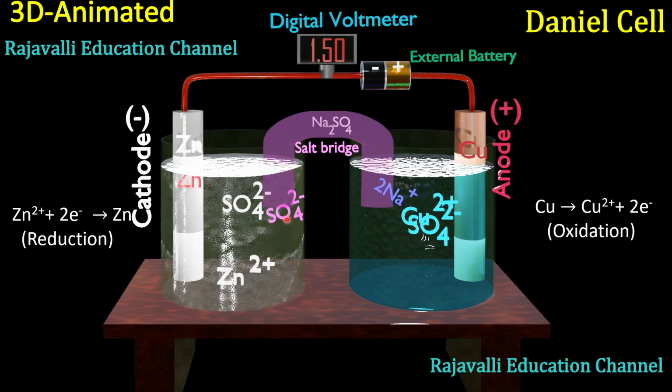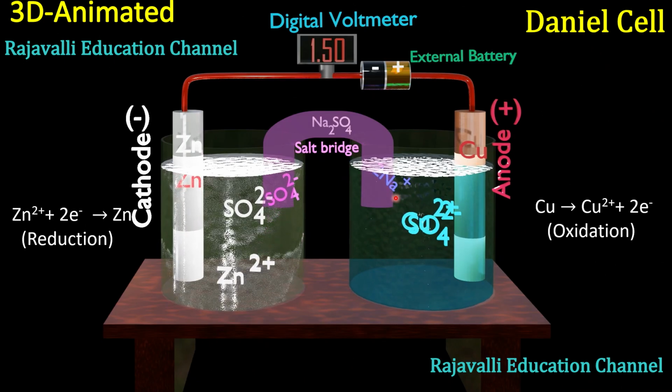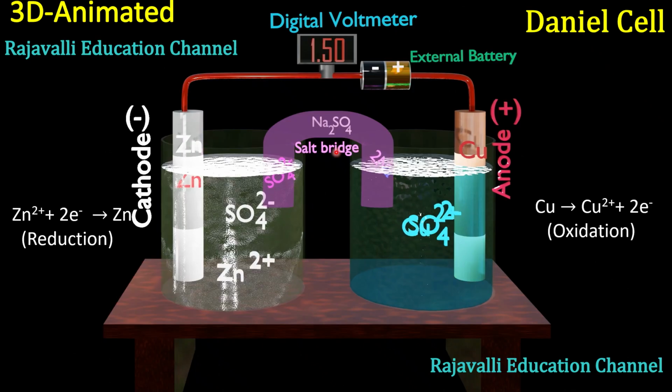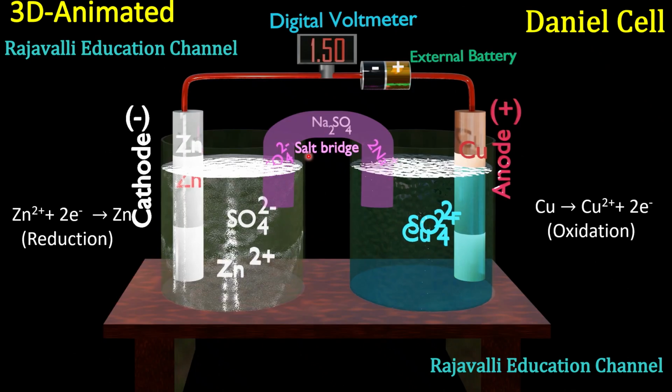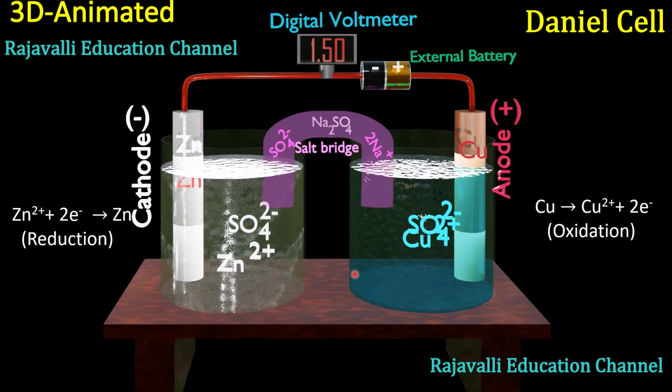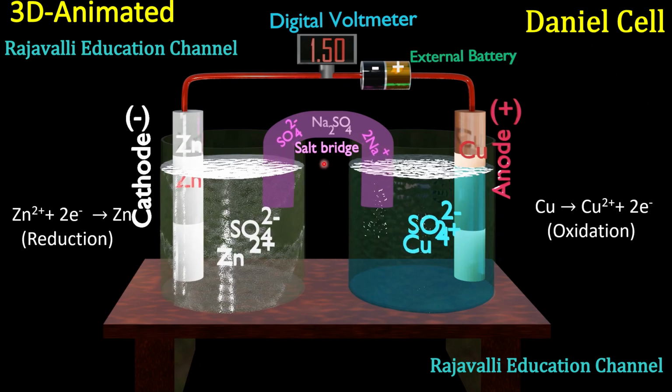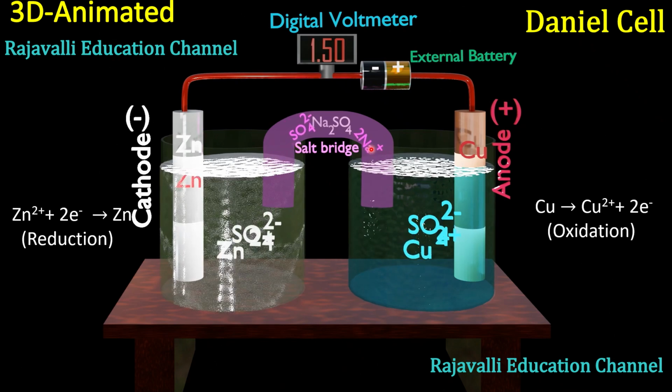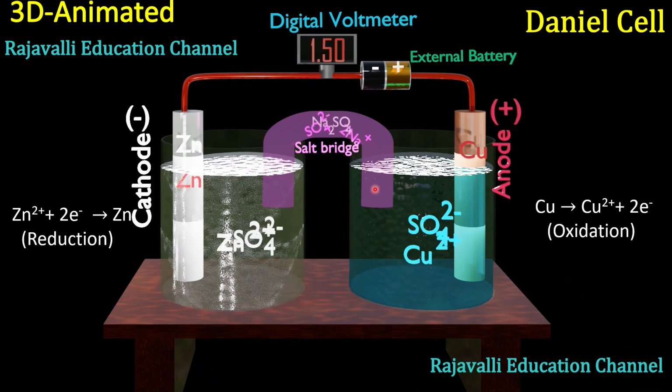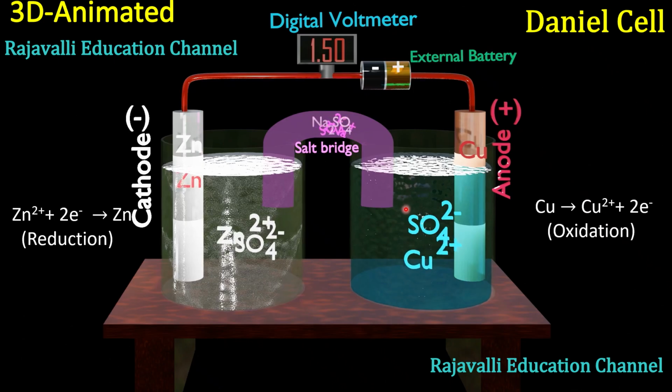The excess sulfate ions and sodium ions move through the salt bridge as required, restoring the ionic balance and gradually returning the system to its original state. At this point, the Daniell cell has been regenerated.